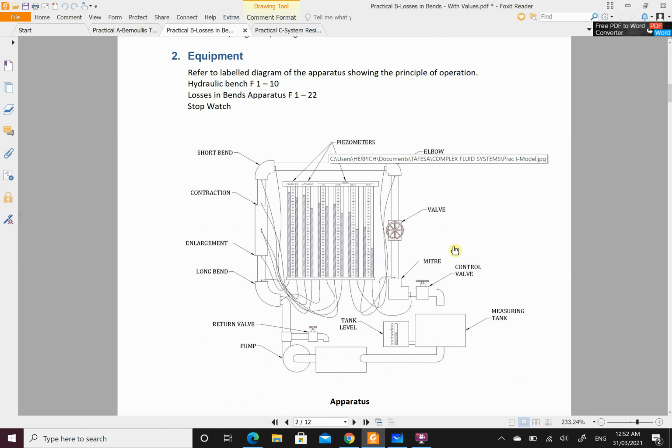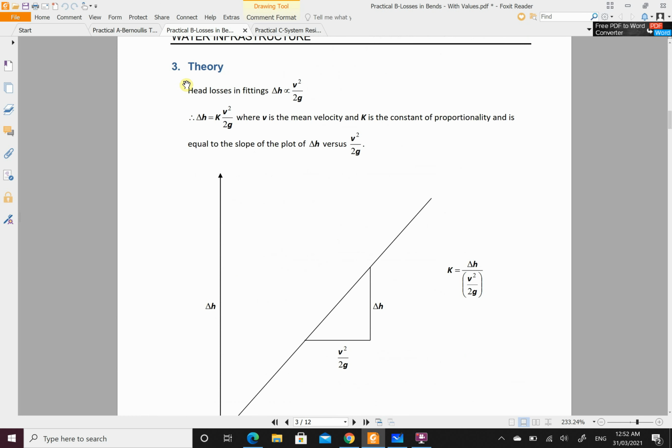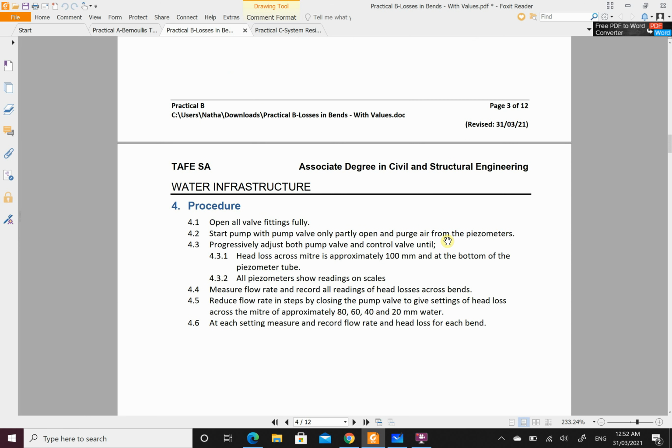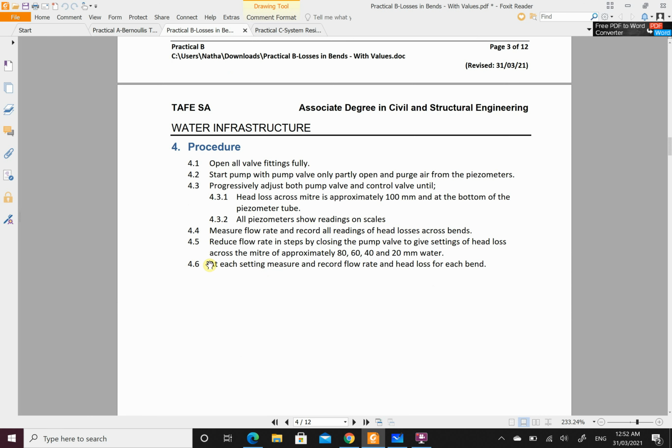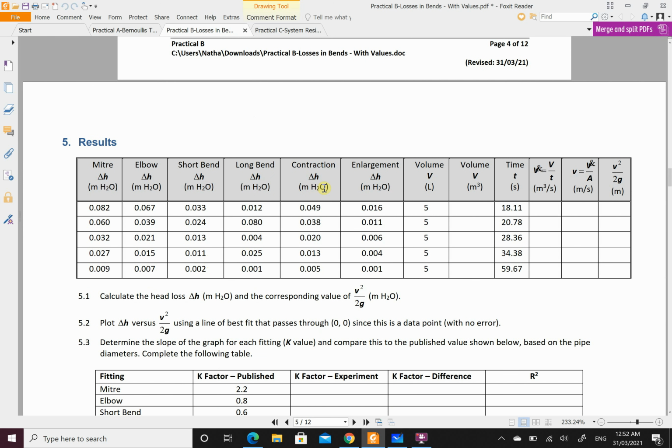So this is a schematic of how it all looks. We hook piezometers up to where the fluid is flowing through, and we gauge our pressure readings from here. So not much to do to start off with. We've got theory we have to look at, but we've gone through this previously. For this one, this formula here is required. You will need to use it. Procedure, just going through how we can actually do it, which I'll go through in the next recording. Now this is where we start.